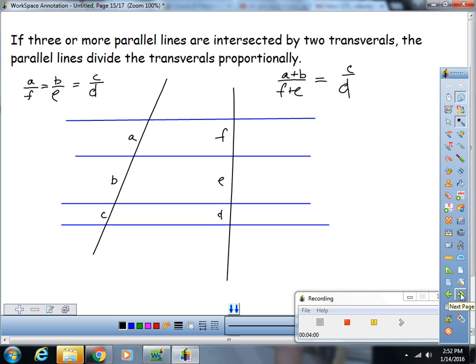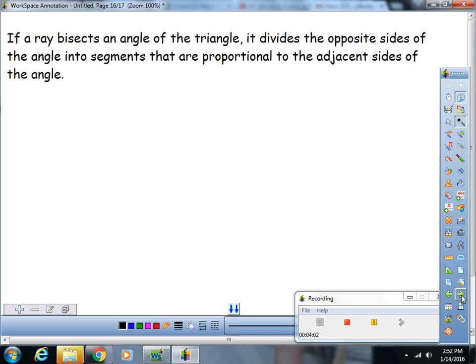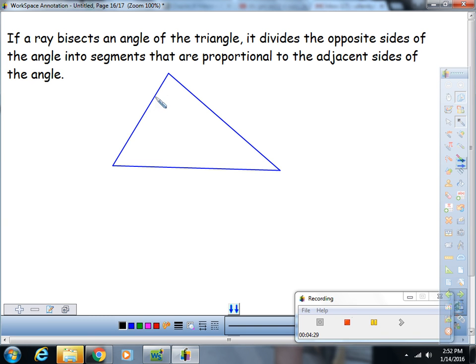And finally, the third new theorem for today says, if a ray bisects an angle of the triangle, it divides the opposite sides of the angle into segments that are proportional to the adjacent sides of the angle. Remember, opposite and adjacent are going to start becoming really popular words in this class, okay? Opposite is what's directly across from you. I think you guys are comfortable with that word. But adjacent is someone that shares a property line with you. They are your next door neighbor.